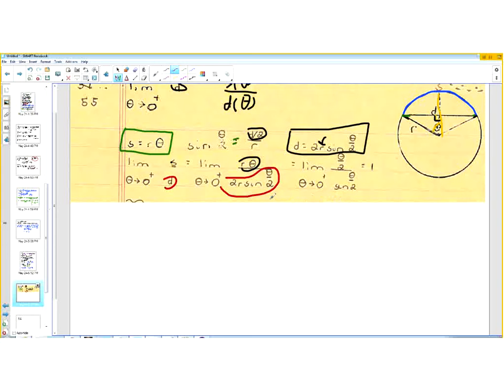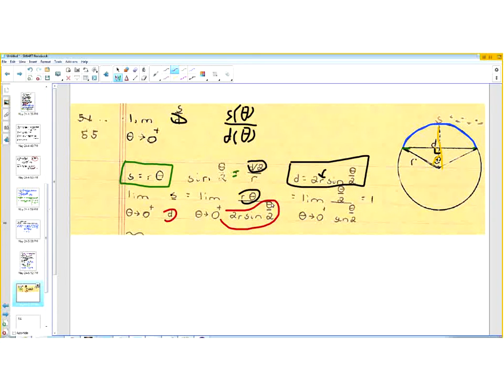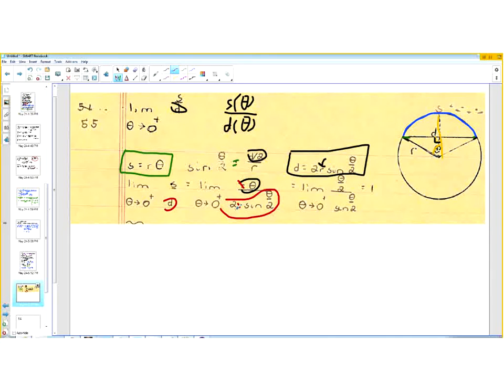Okay, and do we have any information about R? Well, let's see. Oh, the R's will cancel, right? And then the 1/2 can come upstairs like this. So take this 1/2, move it upstairs, and we have the limit as theta approaches 0 plus of theta over 2 divided by sine theta over 2. And of course, that is the limit that we're all familiar with, and that's equal to 1.